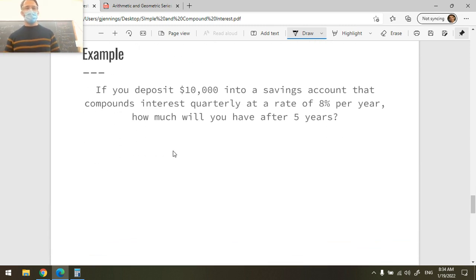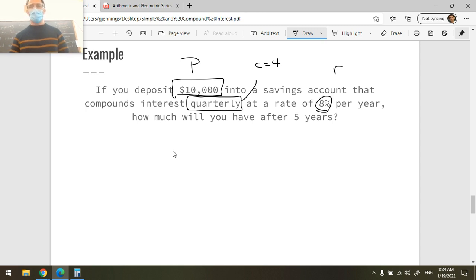If we were to deposit $10,000 into a savings account that compounds interest quarterly, so here, let's take a look. This is our P. This is our principal. This is what we invest initially. And then we compound interest quarterly. All right. So this tells us that our number of compounding periods per year is 4, because quarterly is 4 times per year, at a rate of 8% per year. So here R is 8%. And then how much will you have after 5 years?